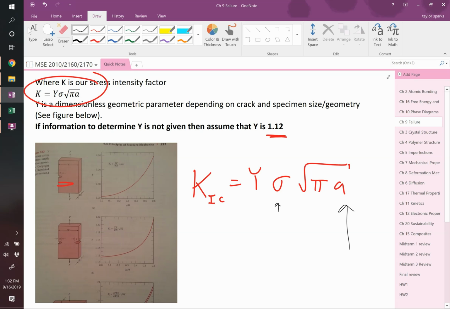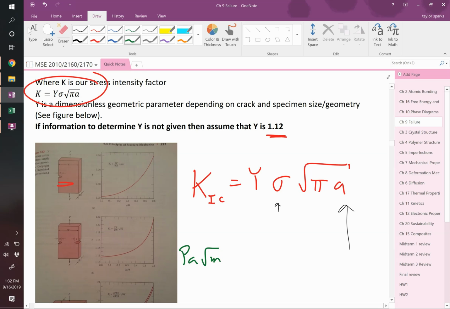This side of the equation has units, right? Unitless, units of stress, and then you've got square root of length. So what should the units of fracture toughness be? That should have the units of what? It should have units of pascals root meters.